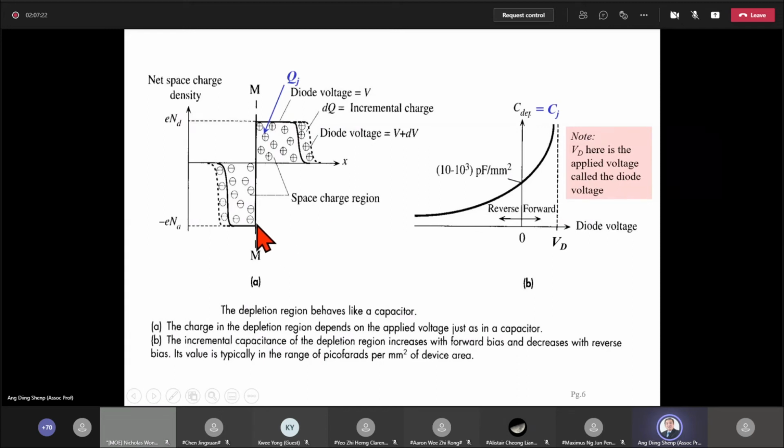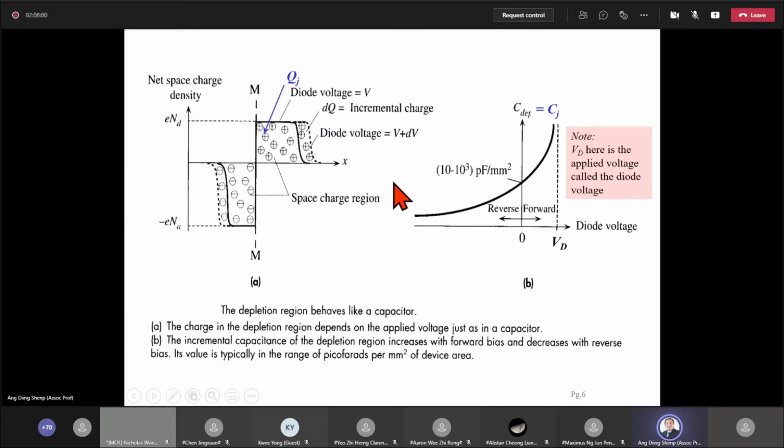Now imagine there is already a bias applied to the PN junction. So the PN junction stores some amount of space charge, positive on the N side and negative on the P side. The amount of space charge stored is represented by Qj, corresponding to the voltage you apply. For the convenience of discussion, just assume that this is a reverse bias voltage, although this assumption is not necessary. So there is some space charge stored Qj.